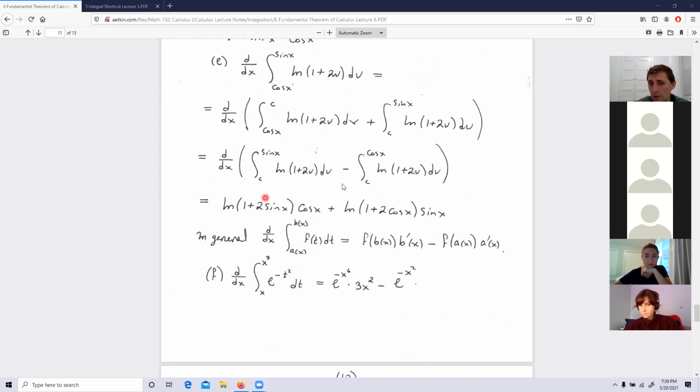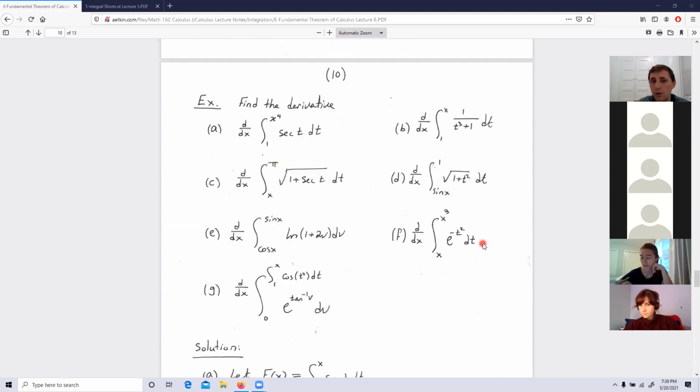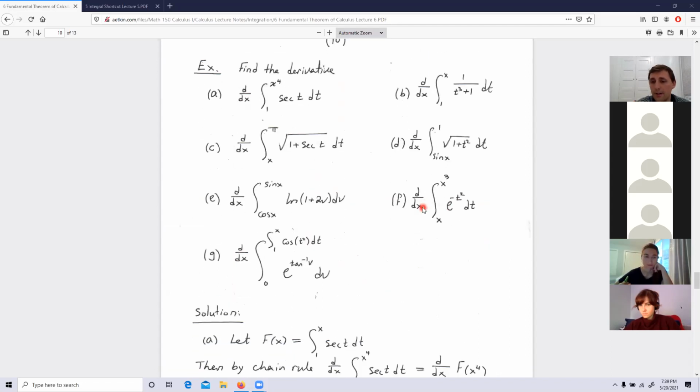So once you learn the procedure and you figure it out, you don't have to break it and waste time on steps. It's just plug this in, and then multiply by its derivative, minus plug this in and multiply by its derivative. See if you can do this number f fast.